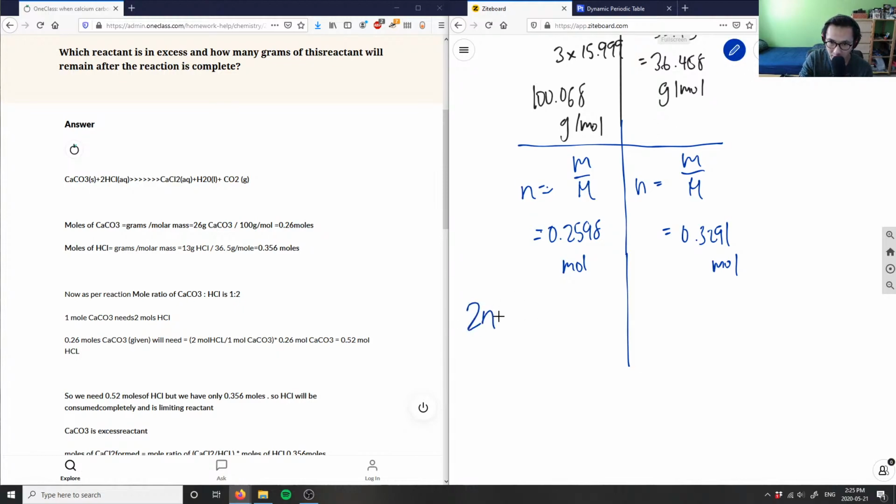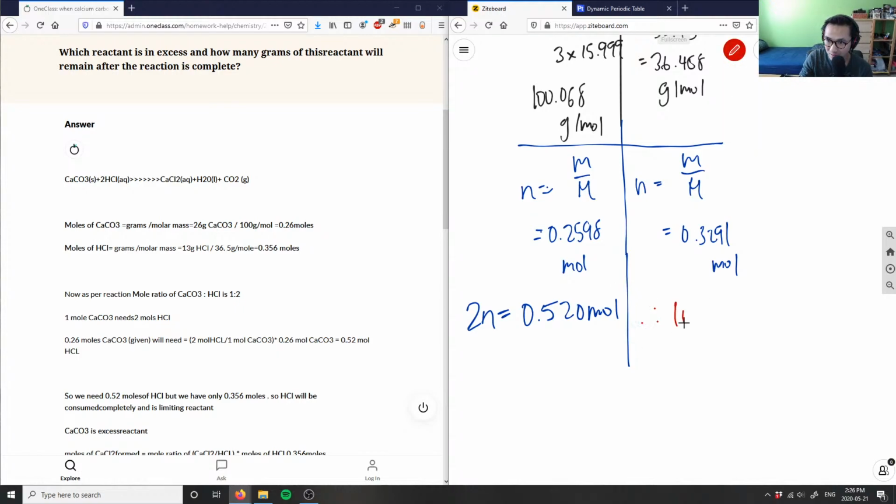So we get 2n here, which is going to equal, and we already know that this here equals 2n, right? Because the coefficient is already 2 here, I simply have to write 0.2598 multiplied by 2, which is going to be 0.520 moles. And all I'm going to do now is compare these two values together, right? As you can see, this is 0.520, this is 0.3291, which means this here is going to be my limiting reagent.